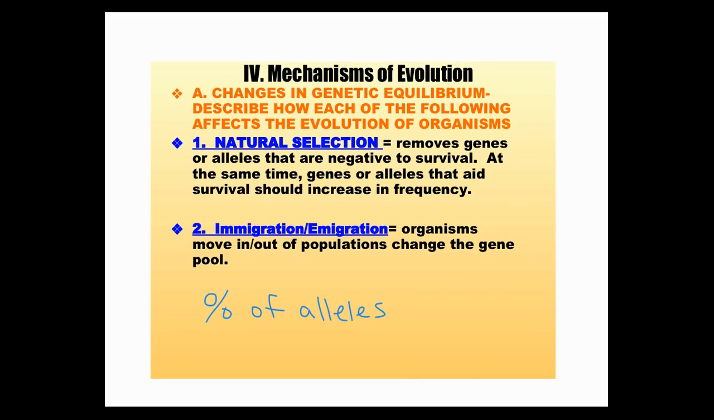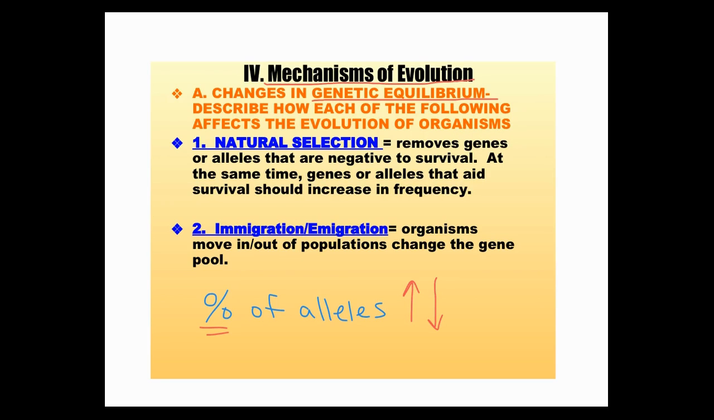Today we're going to move on to the mechanisms of evolution. Basically, what are the things that cause evolution to occur, or what causes genetic equilibrium to be thrown off? So what can cause the percentage or frequency of alleles to go up in a population, or what can cause that percentage to go down?